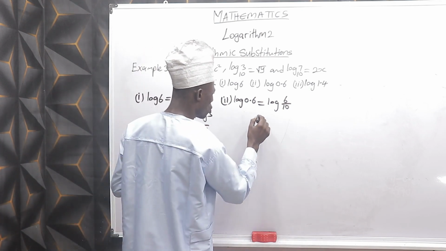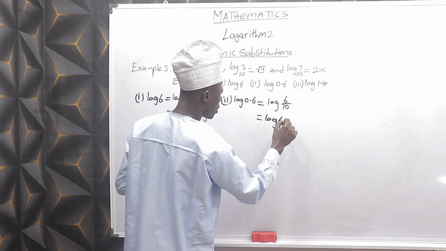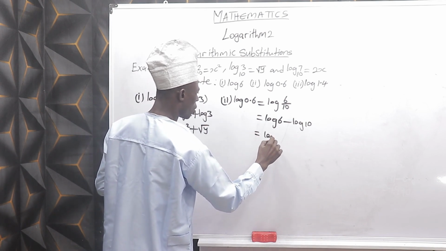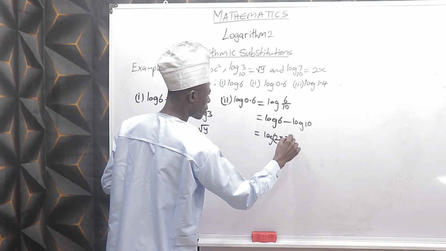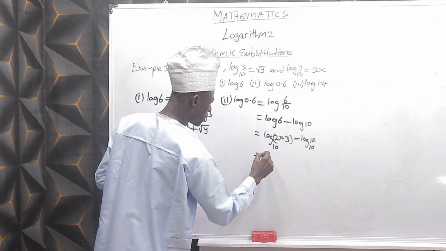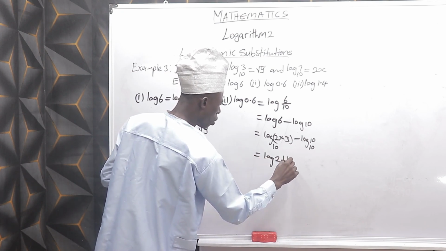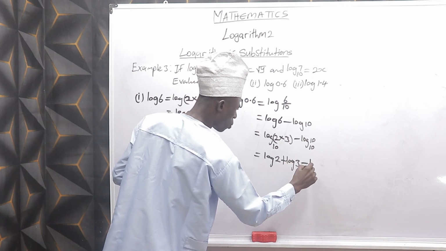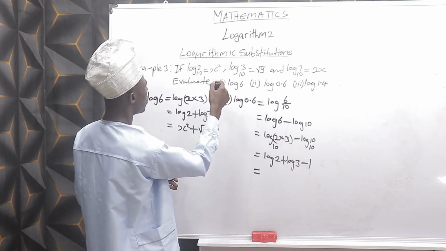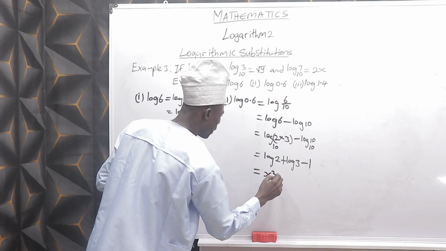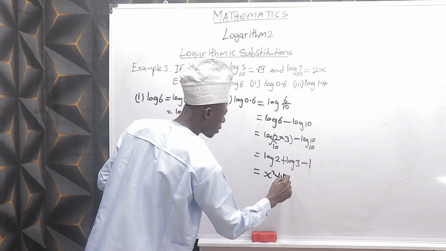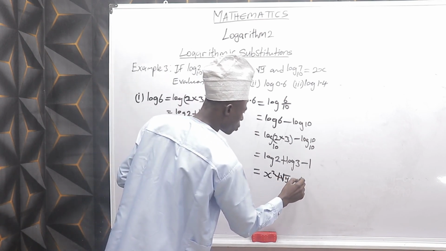Leave it that way, and you have log 6 minus log 10. So this is log 2 times 3 minus log 10 base 10. This is log 2 plus log 3 minus 1. Log 10 base 10 is 1. Substitution next. Log 2 is xk. Log 3 is root y, minus 1. That is it.